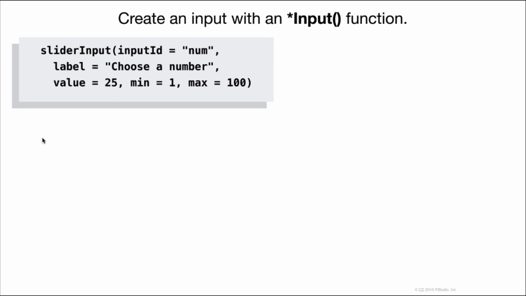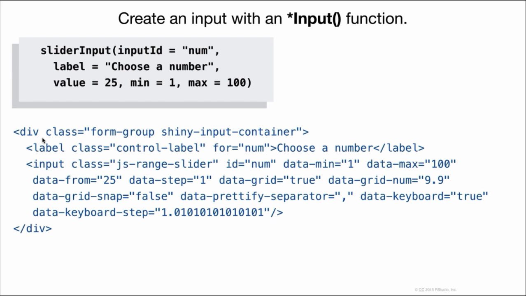Let's look at how to add input functions. What you see up here is an input function that would build a slider object in Shiny. If you ran this code at the command line, this is what you'd see back, a piece of HTML that's associated with some CSS classes.